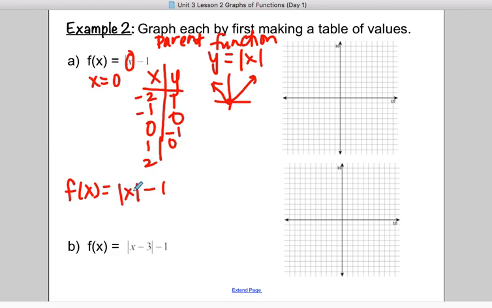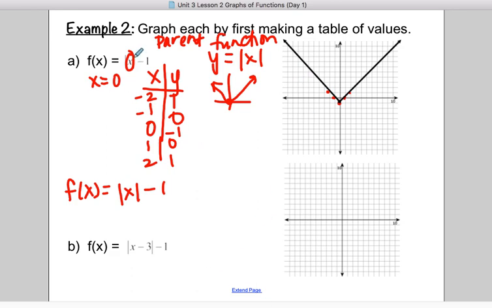And then lastly, I plug in 2. The absolute value of 2 is 2. 2 minus 1 is 1. Then you can plot those. So we got -2, 1, -1, 0, 0, -1, and there that is. And then we would go ahead and graph this. And there it is. It is a V shape.